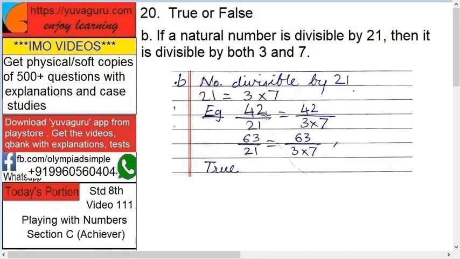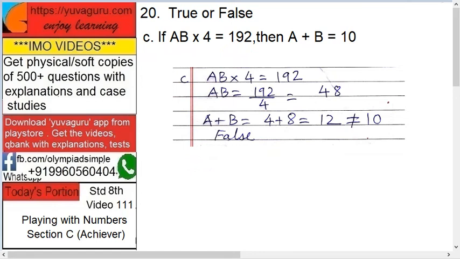divide. Okay. So 42 upon 21, 42 upon 3 into 7, yeah, divisible. Similarly 63, you can go on and on. So the answer is true. Next is true or false. AB into 4 equals 192. Then A plus B equals 10.